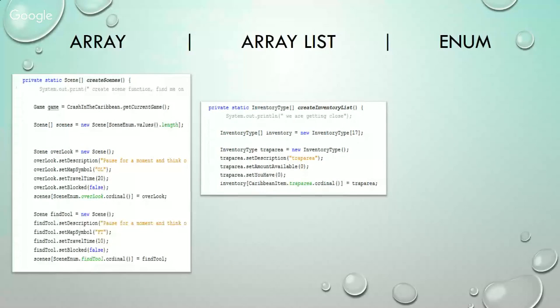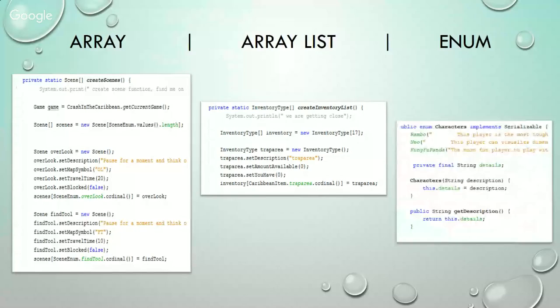And now, last but not least, the enums. The enums are recommended when the number of items is fixed and the items do not change either. So we use an enum for our characters because we only have three characters. There won't be any other character added through the game, and they never change. We only have Rambo, Neo, and Kung Fu Panda, and they're all super awesome.